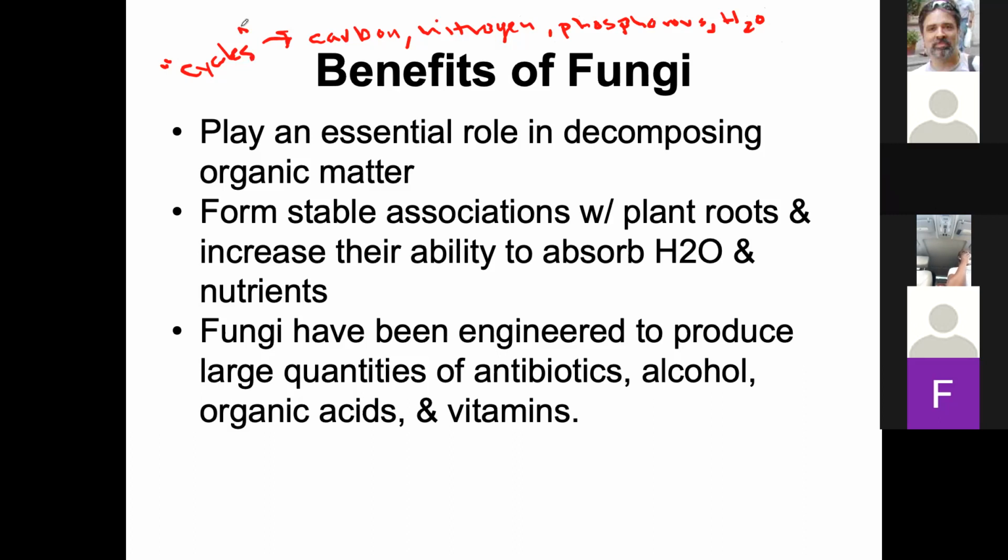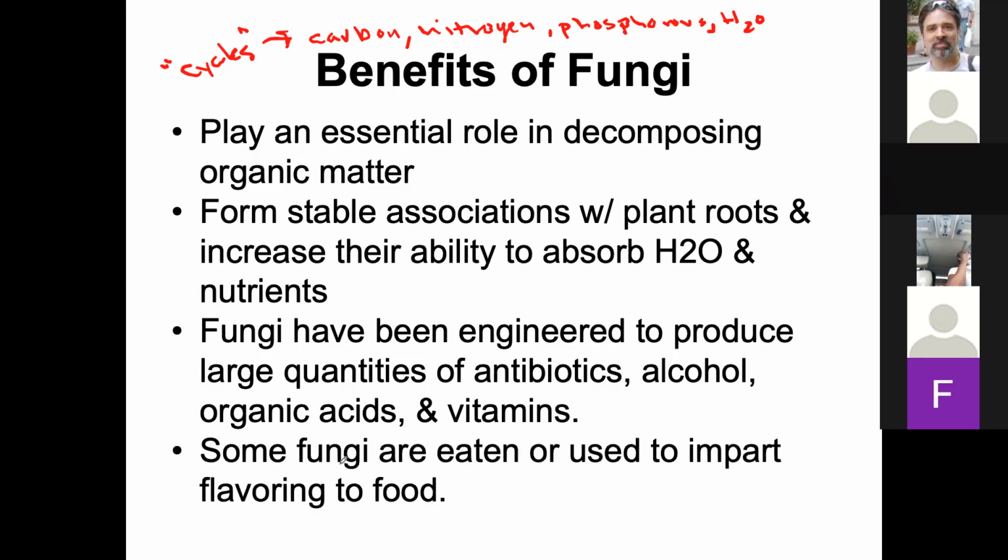They can form associations with plants and increase their ability to absorb water and nutrients. And we've engineered them to make all kinds of stuff that we need, such as antibiotics and vitamins, okay? And we use them as food products, okay? Those are different types of fungi. Those tend to be what are called macroscopic fungi.